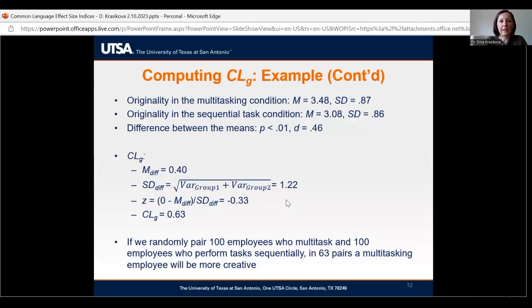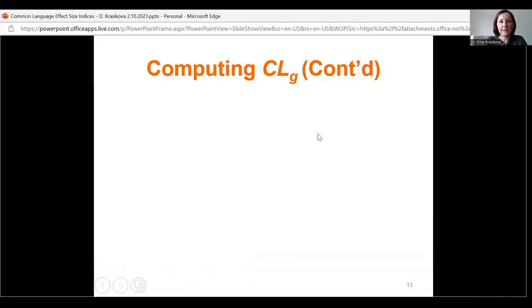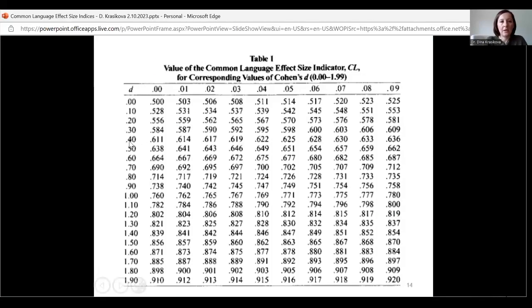So if we go back to our example here, Cohen's d was 0.46 in this experiment, and the CLG that we computed using this equation was 0.63. So let's use the table to see if our results will match. So Cohen's d was 0.46. So the estimated CLG is 0.63, which is exactly what we found by doing the math manually.